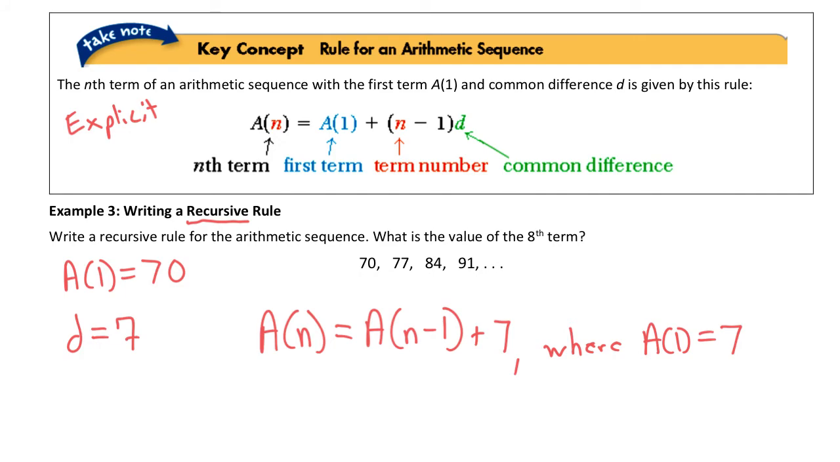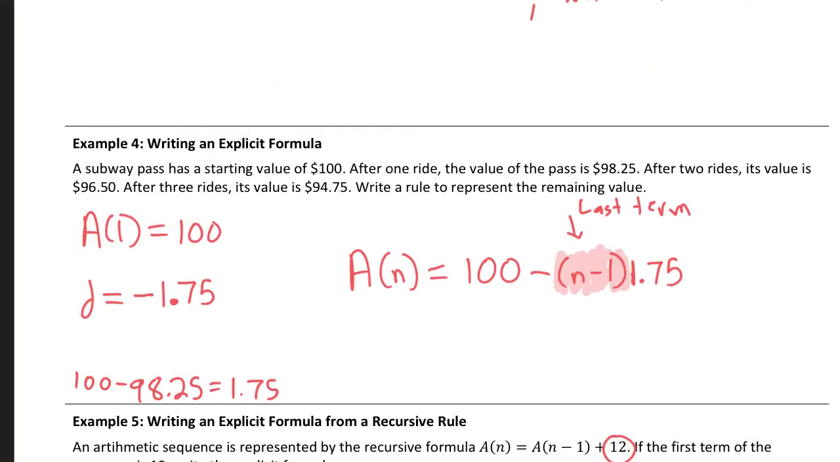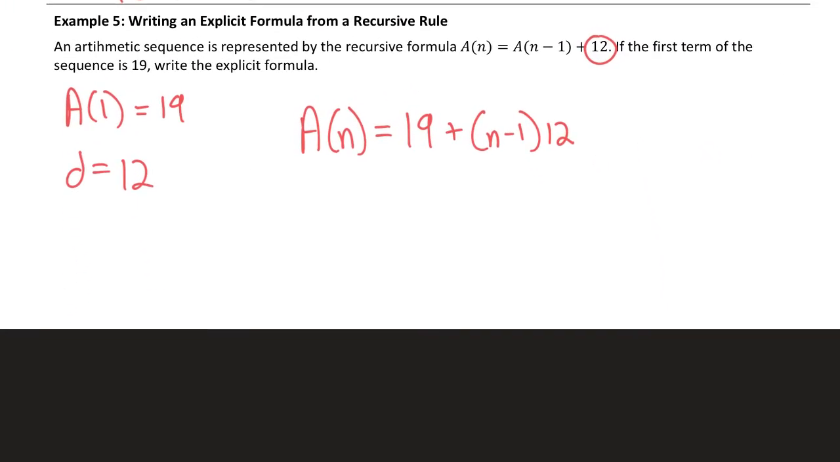Following this at the top, this n minus 1 is consistent in every explicit rule we write. The things that change, and I'll put this in blue, are the first term and the common difference. Those are the things we will have values for, we'll have numbers for. So it's important to know the first term and common difference, and how to write that.